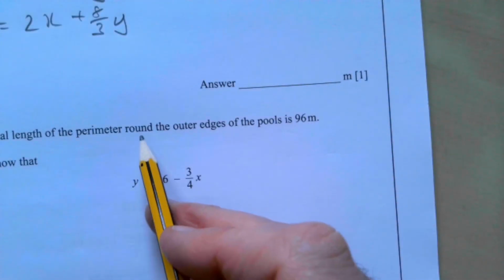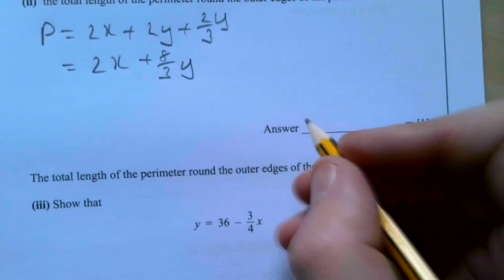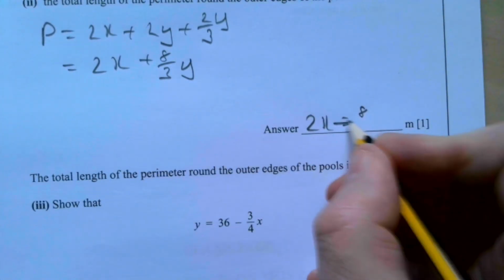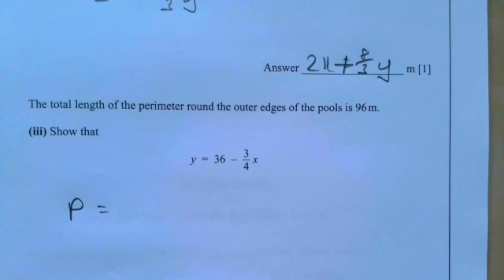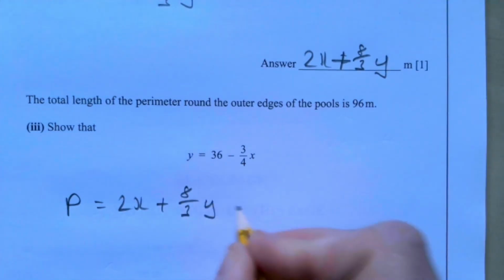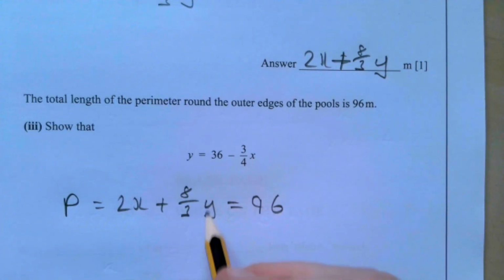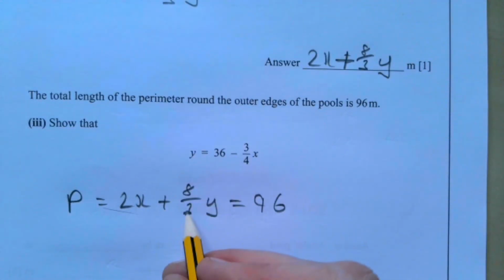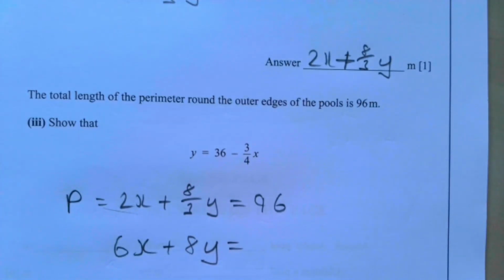The total length of the perimeter around the outer edges is 96. Show that y equals 36 minus 3/4 x. So the perimeter, I'm a bit mixed up here, 2x plus 8 over 3 y, and we're saying that that is equal to 96, and we're trying to get the y on its own, and hopefully if we get the y on its own, then that will give us that. So I'm going to times through everything by 3. That gives me 6x plus 8y equals 96 times 3. So that would be what, 288, I think.